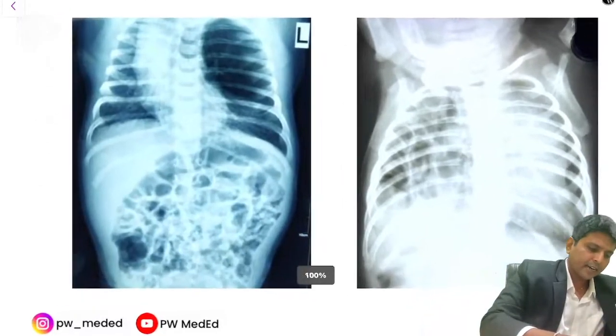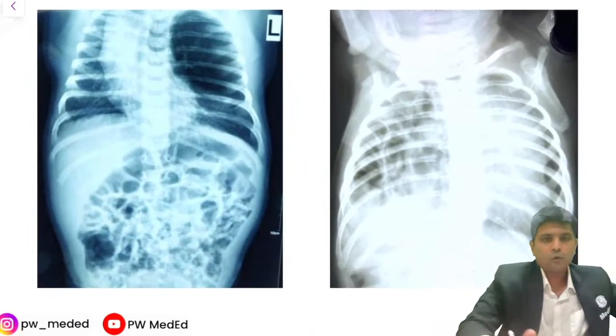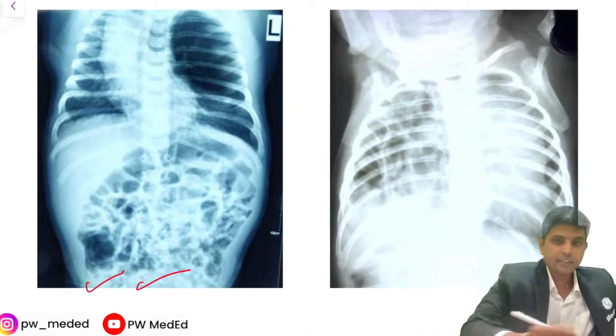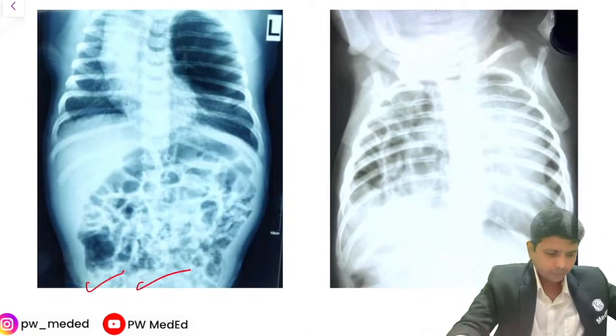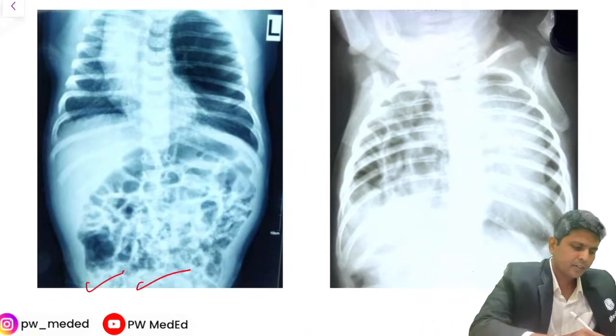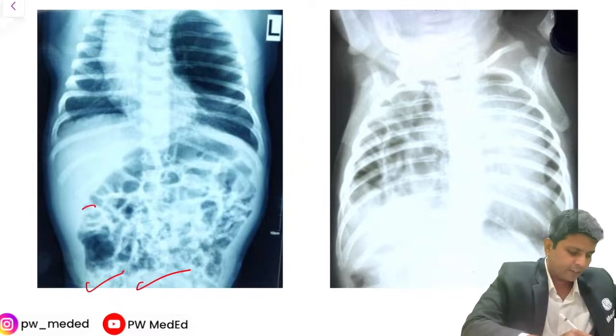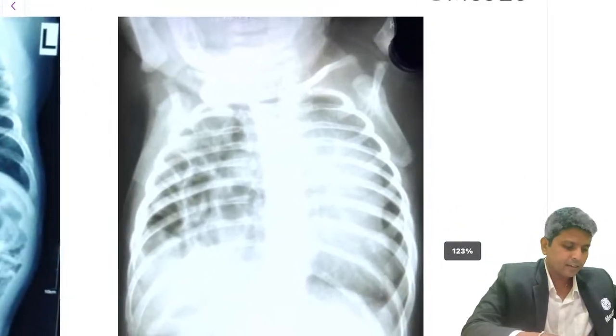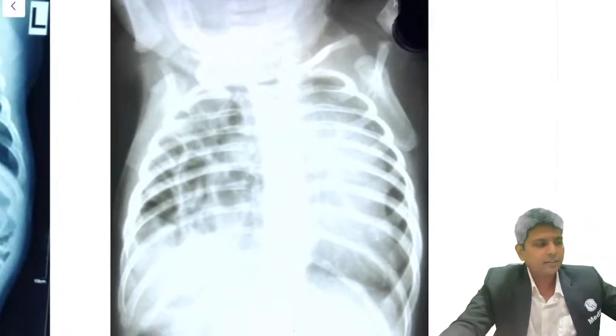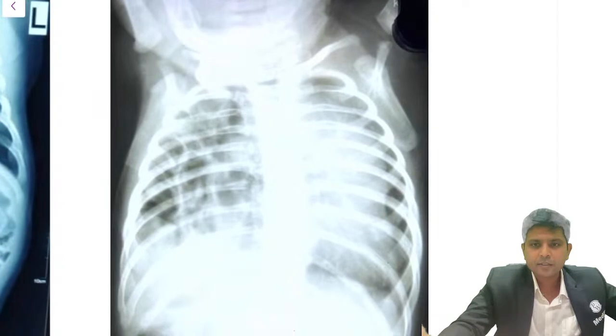So what is this again? Spotter. The one on the left side, we have just taught you. So this is a case of congenital lobar emphysema, CLE. So what is the one on the right side? What is this? Just now we told you what this is. Can anyone tell me what this is?